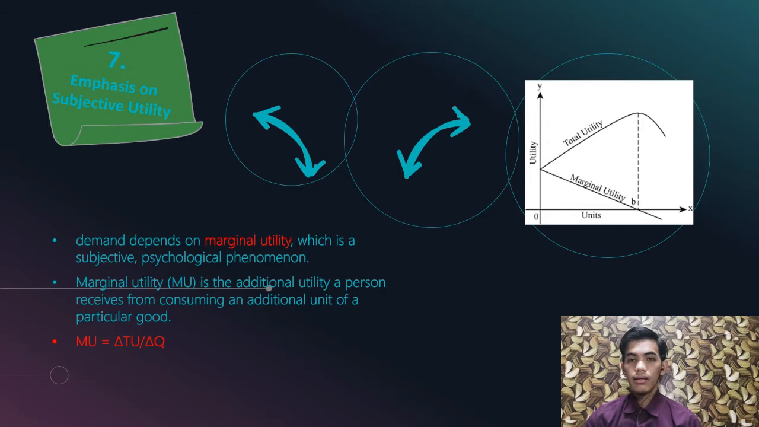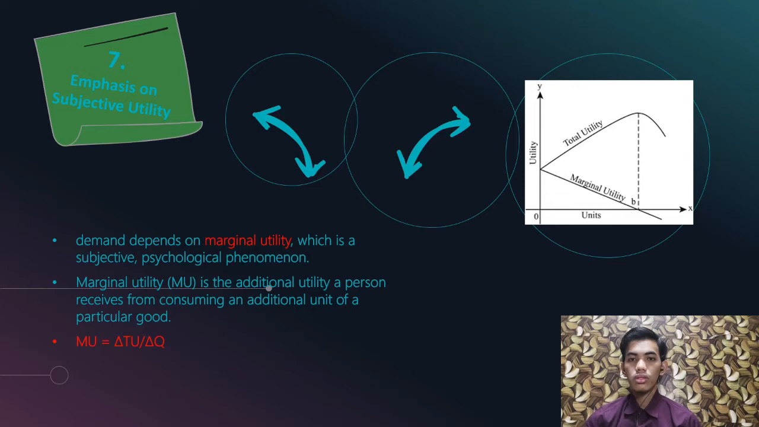After that is emphasis on subjective utility. According to the marginalist school, demand depends on marginal utility, which is a subjective psychological phenomenon. Marginal utility, MU, is the additional utility a person receives from consuming an additional unit of a particular good. MU is the change in total utility divided by the change in the quantity consumed of the good.